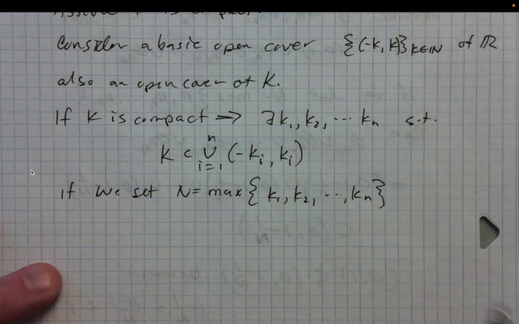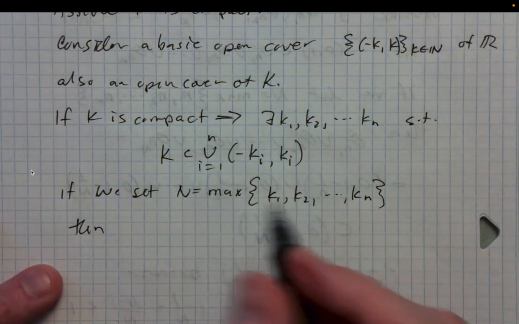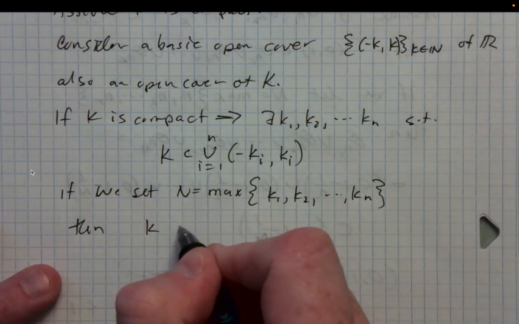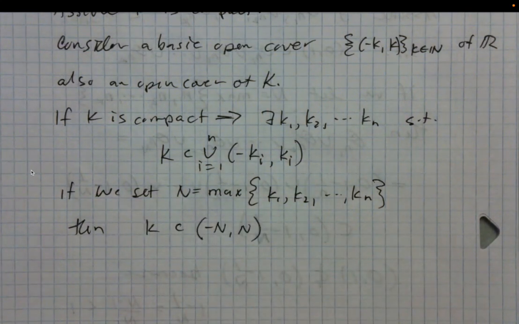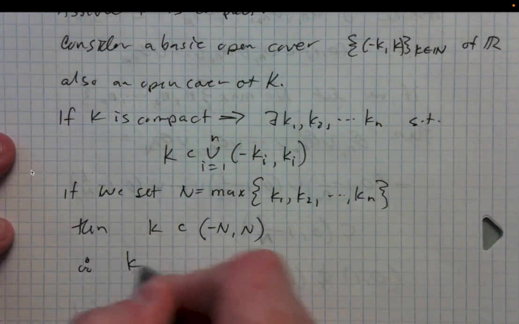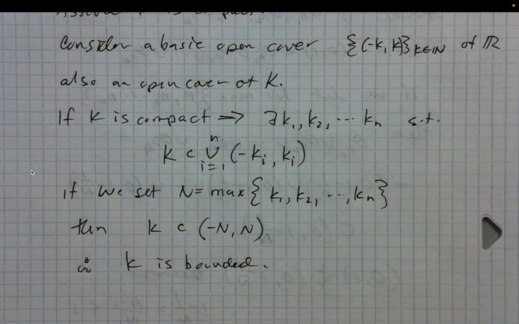right? Then, just based on the way this is structured, K would be contained in (negative n, n). Right? And so obviously K is bounded above and below by n and negative n. So therefore K is bounded. Okay, so there's the proof that K is bounded.